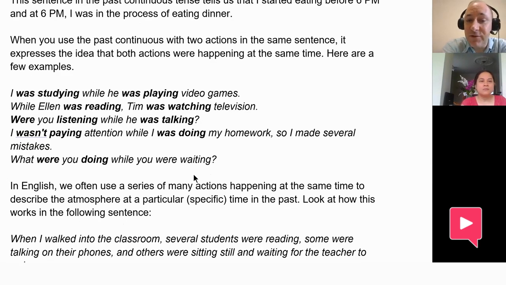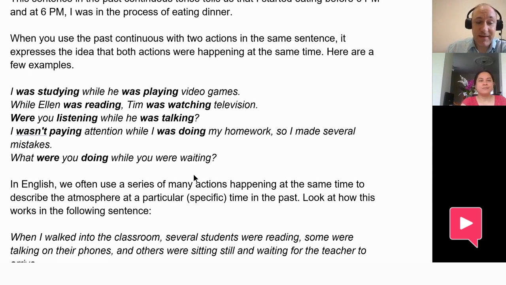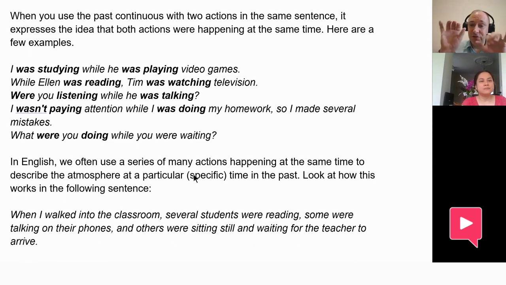When you use the past continuous with 2 actions, it expresses the idea that both actions were happening at the same time. So here are some examples. So notice for these, we're using sort of 2 past continuous clauses. So why don't you just read these first 3 examples here, please. Okay. I was studying while we were playing video games. So when I was studying and then my brother was playing video games at the same time when I was studying, right? The first one, that was meaning.